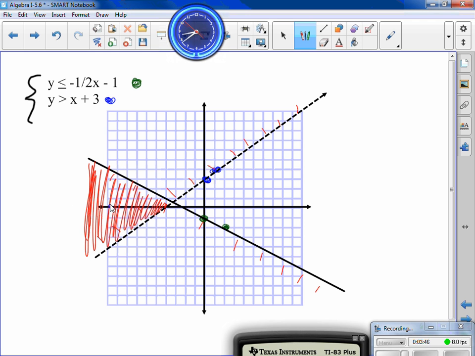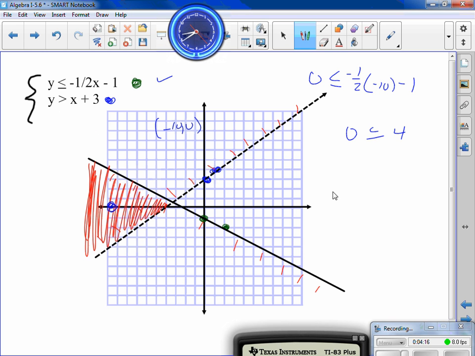I know this point right here is negative 10, 0. If I substitute this in, 0 is less than or equal to negative 1/2 times negative 10 minus 1. Negative 1/2 times negative 10 is positive 5. 5 minus 1 is 4. Is 0 less than 4? Yes.